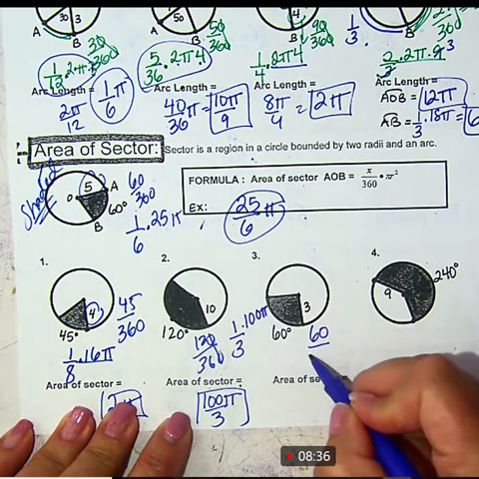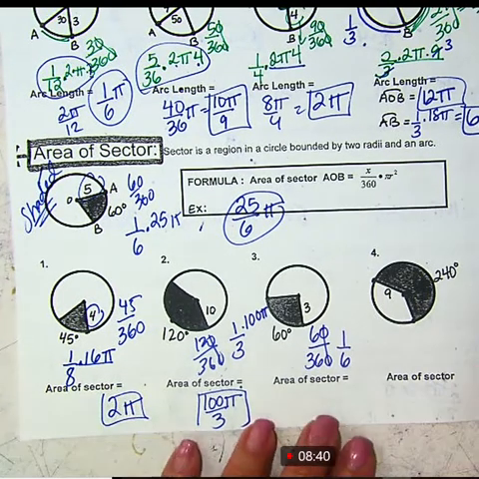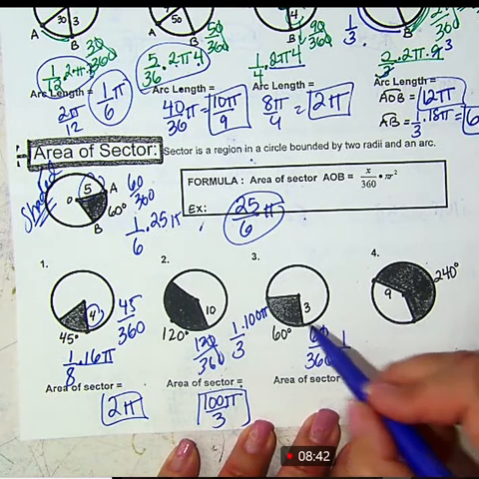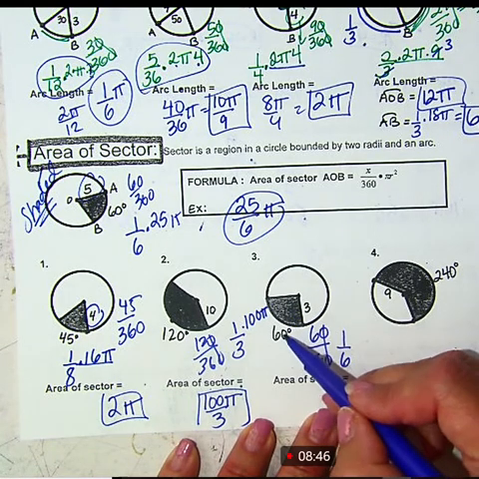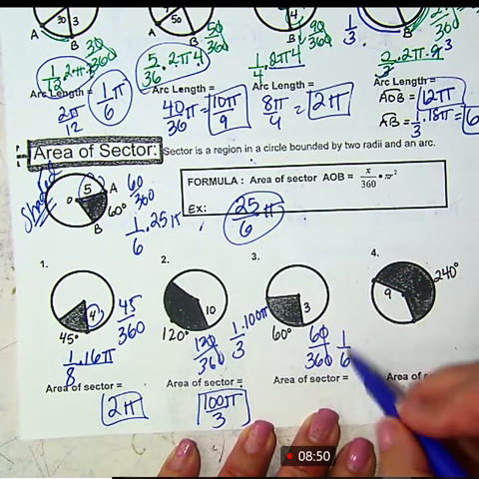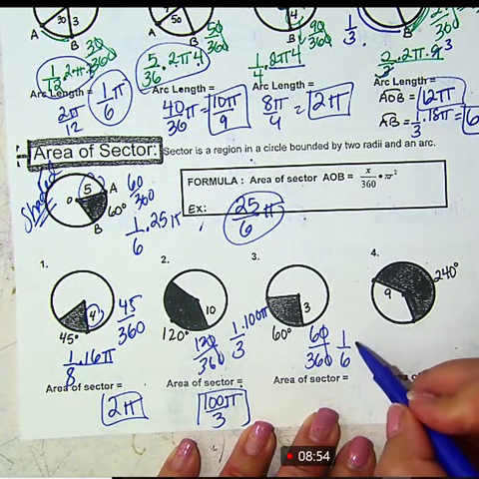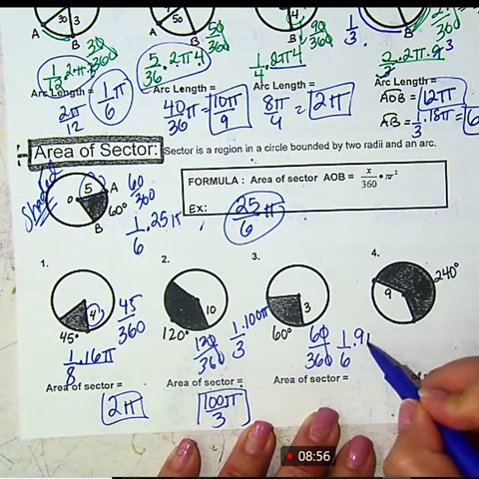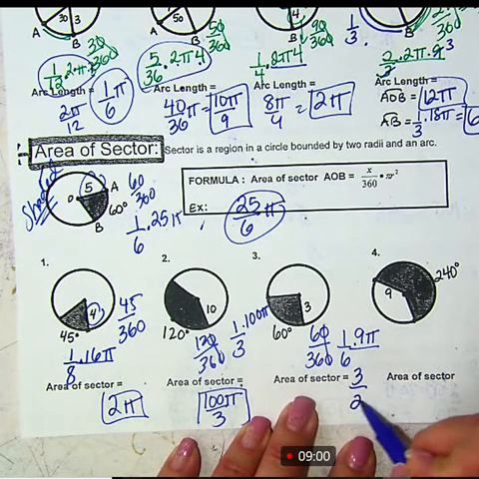This one is 60 divided by 360, and I get 1/6. This looks a little bit like it should be a 90-degree angle, but it's not. It says it's 60, right? So this one is not drawn to scale very well. 1/6, and then I have 9 pi, and then 9 divided by 6 is 3 over 2 pi.